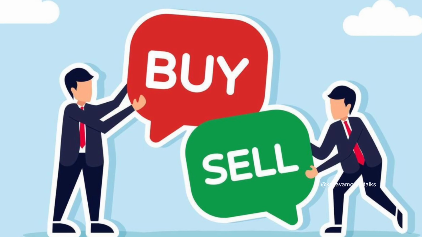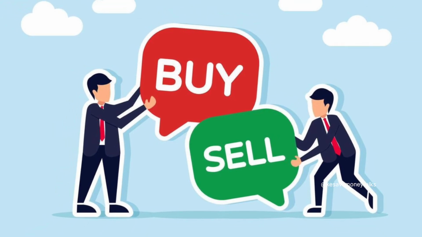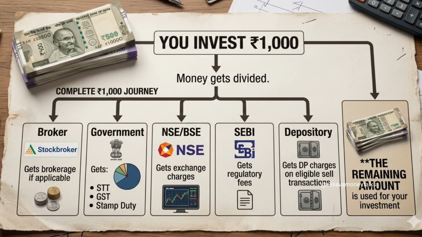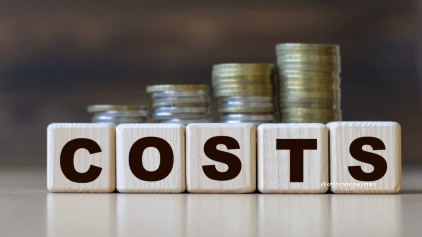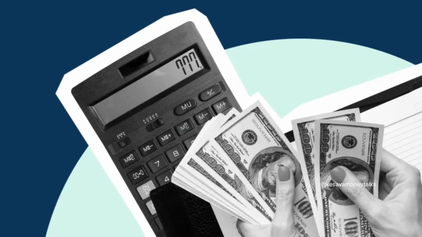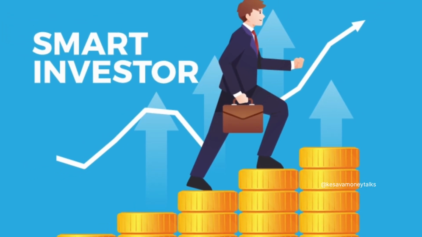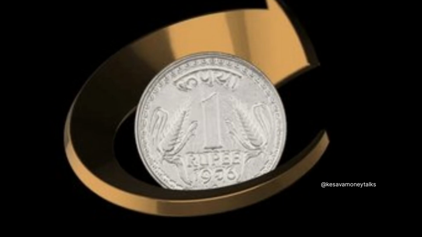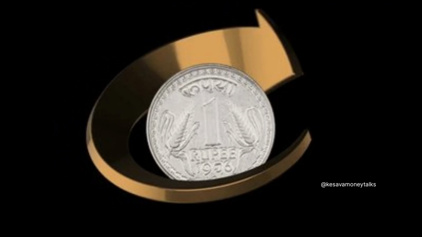And final summary. Whenever you buy or sell shares, several small taxes and charges are involved. Government: STT, GST, stamp duty. Broker: brokerage. NSE BSE: exchange charges. SEBI: regulatory fees. NSDL, CDSL: DP charges. Understanding these costs helps you calculate your real returns. A smart investor does not just track profits. A smart investor also understands where every rupee goes. So I think you understand.